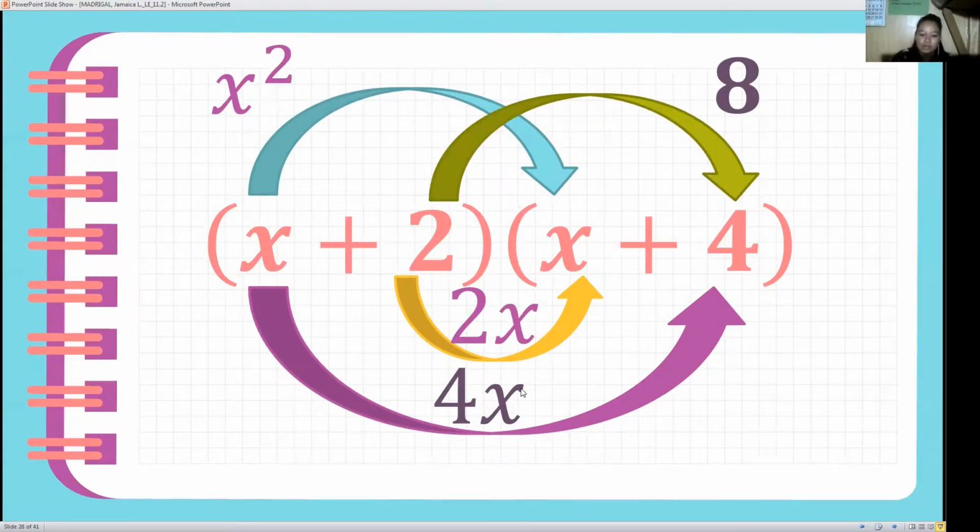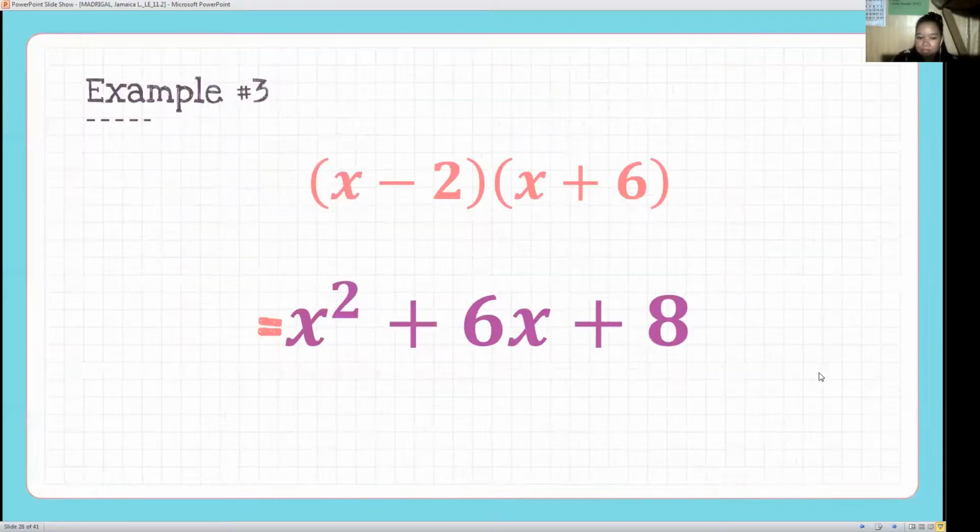So 2x and 4x are like terms, and we will just add 2x and 4x. So 2x plus 4x is equal to 6x. So the product when we multiply x plus 2 by x plus 4 is x squared plus 6x plus 8. Understood? Let's try another example.